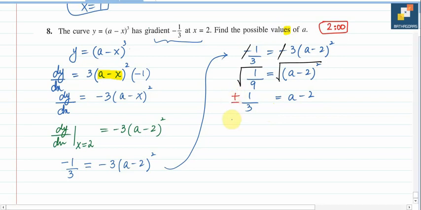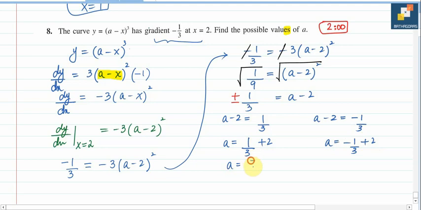So firstly, if I consider the positive sign, I will say that a minus 2 equals 1 upon 3. For the negative one, a minus 2 equals minus 1 upon 3. So a equals 1 upon 3 plus 2, and a equals minus 1 upon 3 plus 2. That is a equals 7 upon 3, and for the other, 6 minus 1 is 5, so 5 divided by 3. So these are the two values of a.